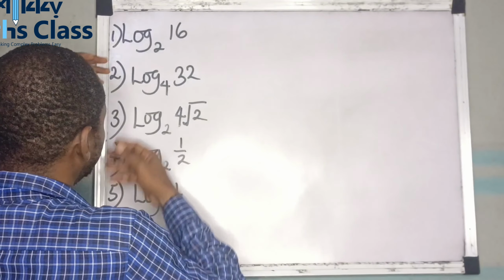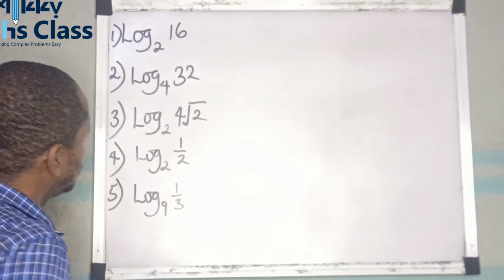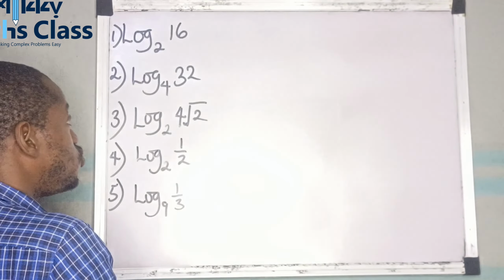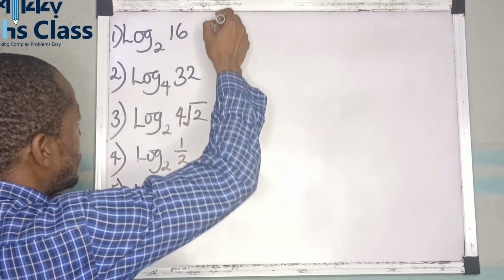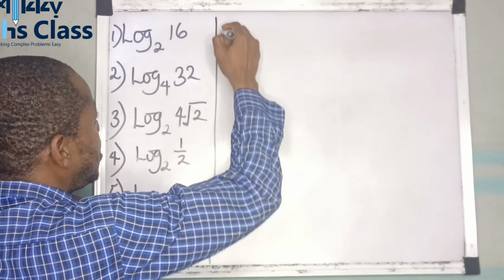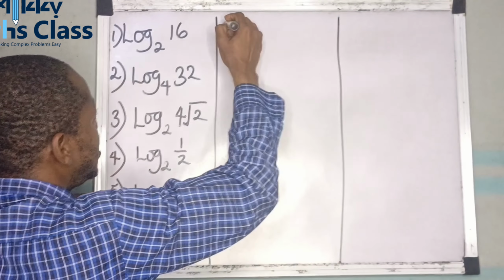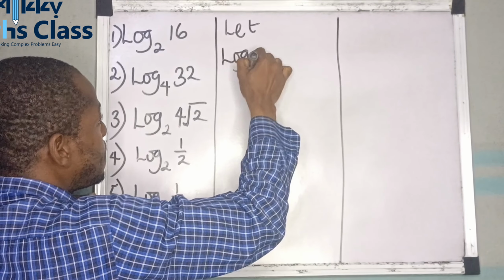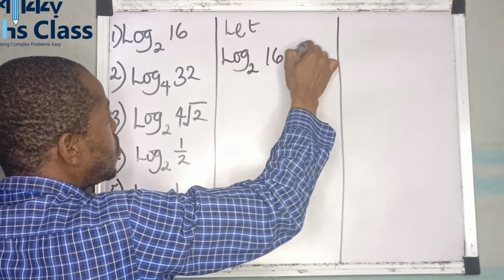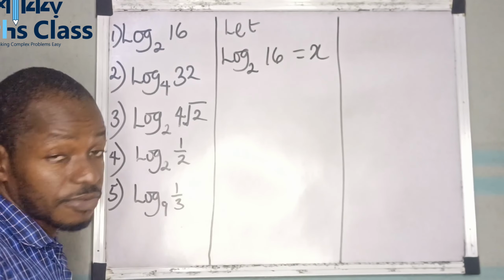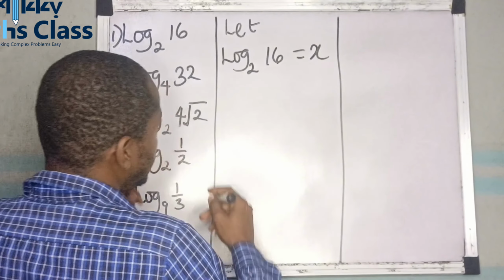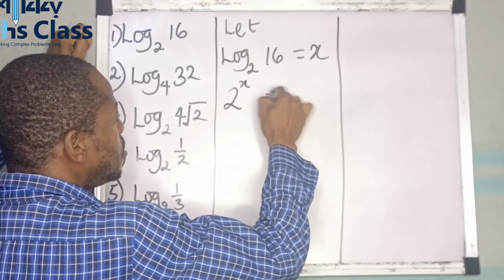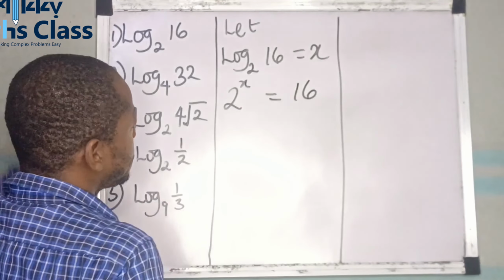The first thing is simplify the following. What is the logarithm of 16 to the base 2? Okay, so the first thing we can say, let the logarithm of 16 base 2 be equal to x. It follows from the laws of logarithm that 2 to the power of x equals 16.